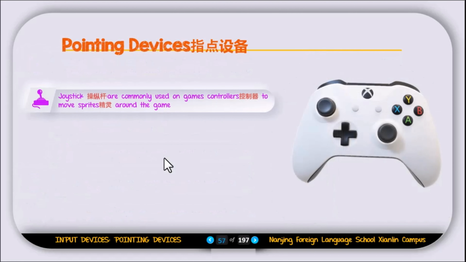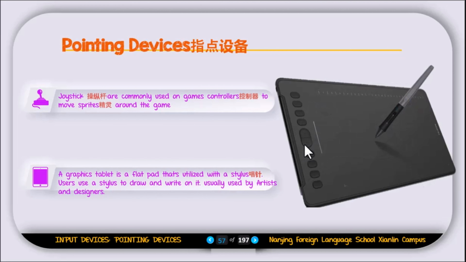The next pointing device is called the joystick. Joysticks are commonly used on game controllers to move sprites around the game. You can use those joysticks to control the movement of the player inside the game. And next, the pointing device is called the graphics tablet. A graphics tablet is a flat pad that is used with a stylus. This pen is called the stylus. The user uses the stylus to draw and write on it, usually used by artists and designers.